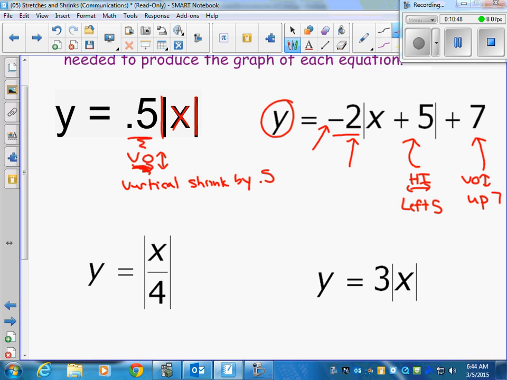The 2 on the outside is a multiplier. Outside, vertical. Head shake tells us to trust. So we have a vertical stretch by 2.